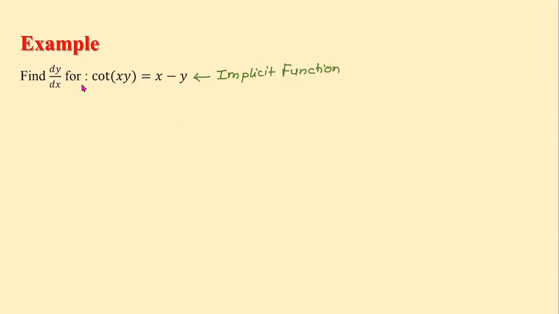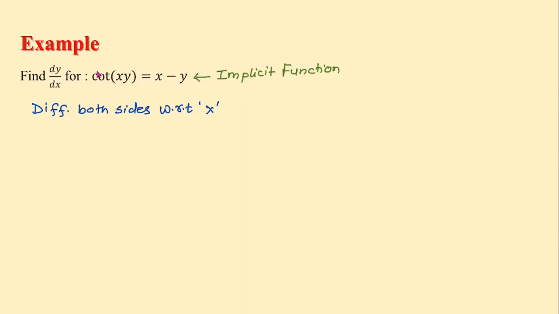That is, we have to differentiate on both sides with respect to x. So that's where we start. So let's do that. Differentiating both sides with respect to x, what we get on the left is the derivative of cotangent xy. You can see we have a cotangent function. The inside function is xy. That is a composite function. So we use the chain rule.